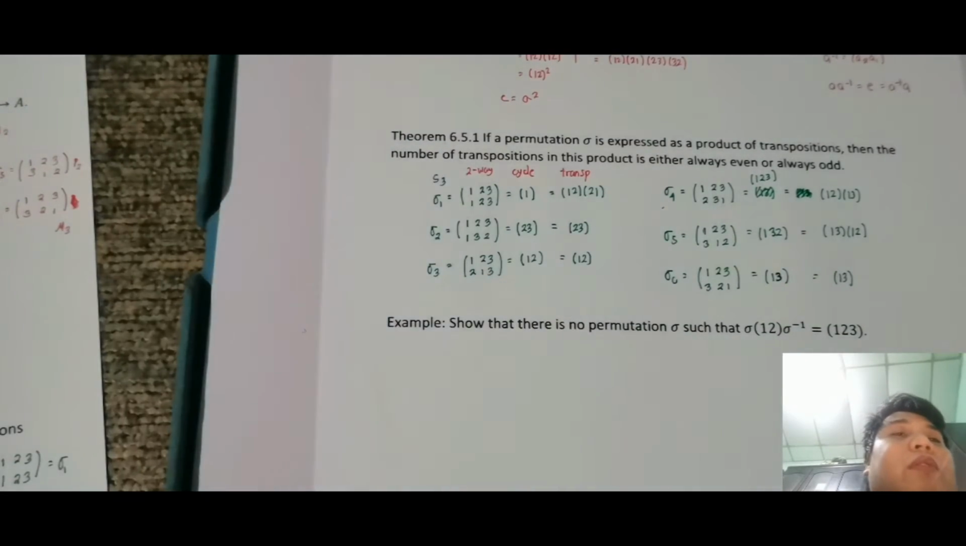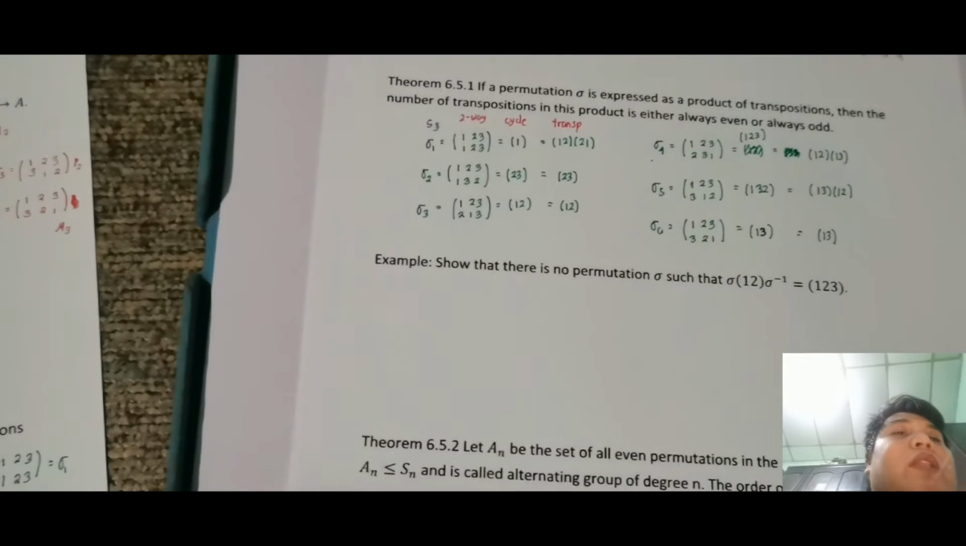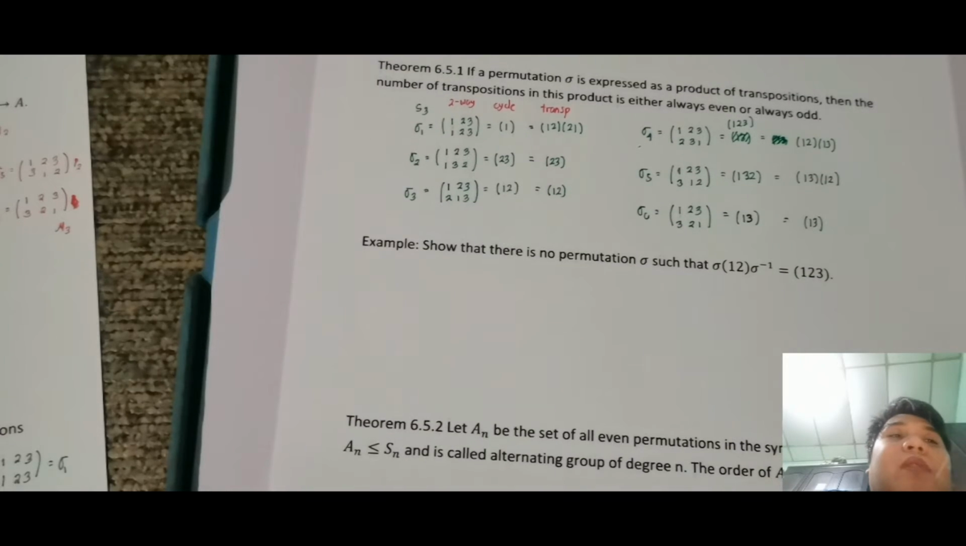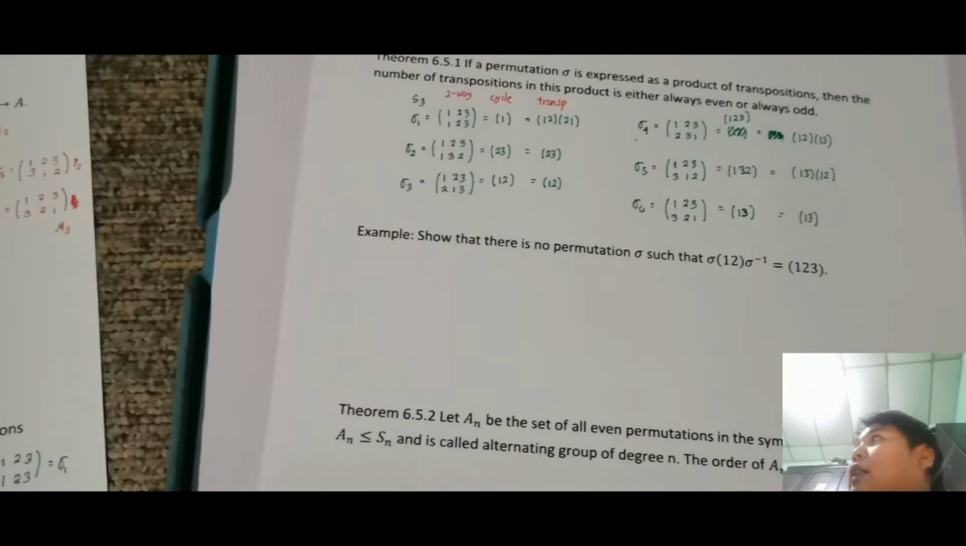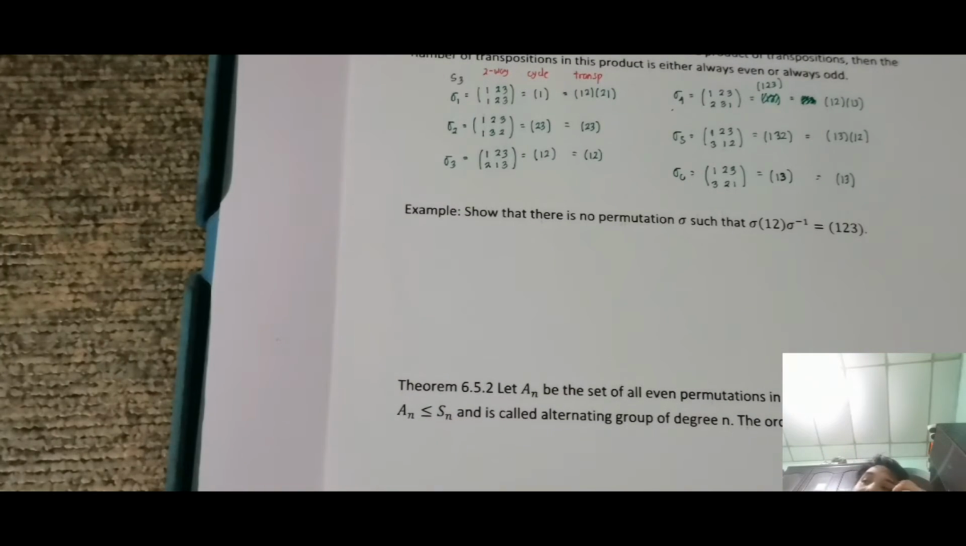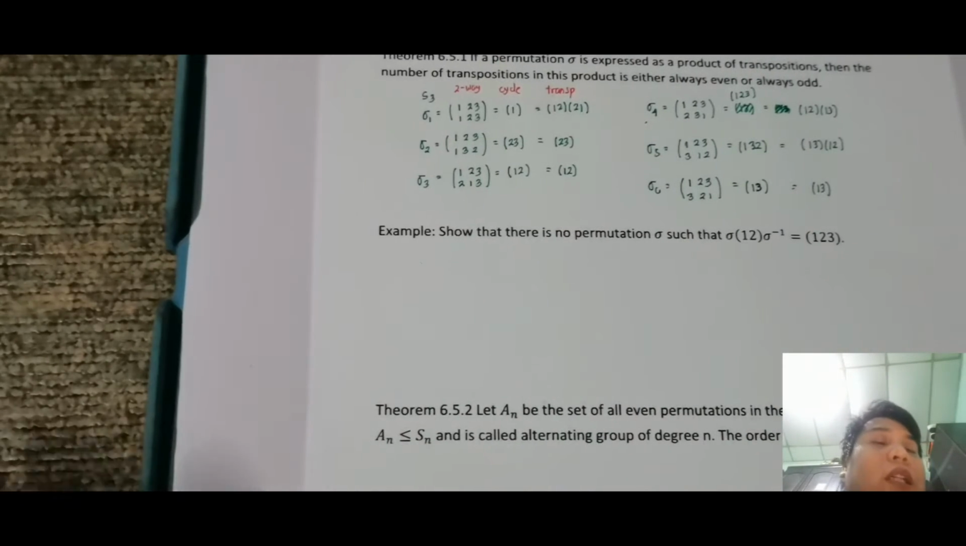Now, let's have an example. Show that there is no permutation sigma such that sigma (1 2) sigma inverse is equal to (1 2 3). That's the question. If you see a question like this, what will you do? You will answer it in terms of the number of transpositions. Again, we answer it in terms of the number of transpositions, because based on the number of transpositions, I can tell whether the two things we are observing are equal.